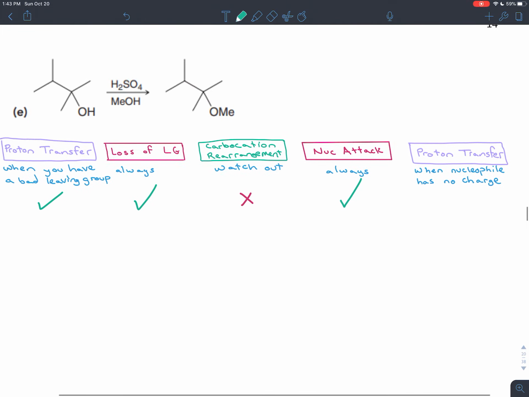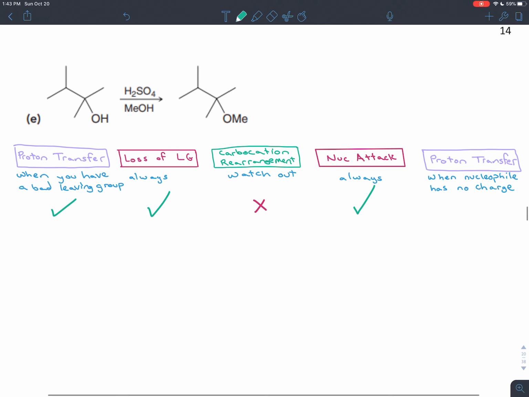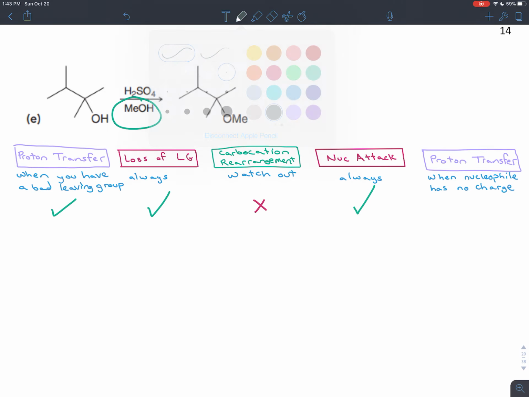And then here, if you want to see whether we have the proton transfer at the end, you have to look at the nucleophile. Now, there are 2 things here, and at first blush you might think that either of those could be the nucleophile, but look at what adds on to the carbon chain. It's the OMe. So this MeOH is our nucleophile. Now, Me is standing for a methyl group, so that's really CH3OH.